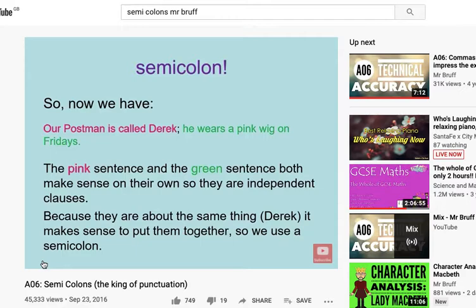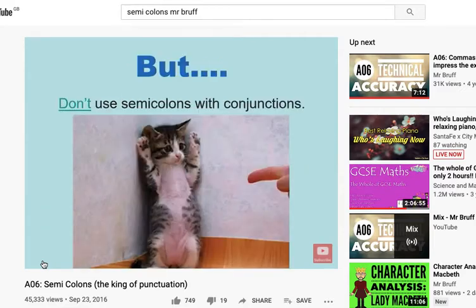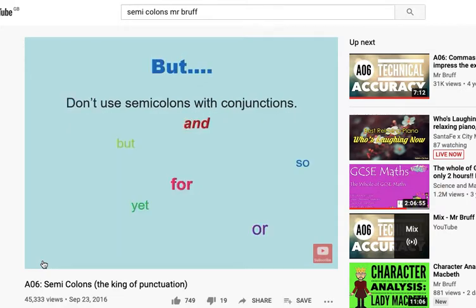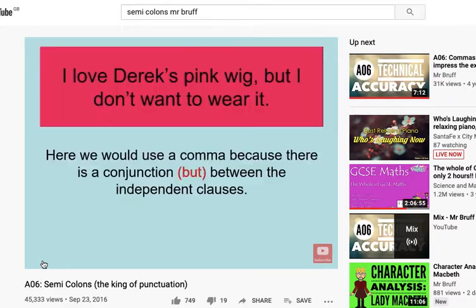So in the green sentence, the verb is wears. That's the action taking place, wearing something. The subject is the personal thing doing the action, he. Okay, so that's fine. Now, let's have a look. We cannot use semicolons with the conjunctions, the fanboys conjunctions that we use with compound sentences. All covered in the grammar playlist, by the way, or the grammar ebook at mrbruff.com.